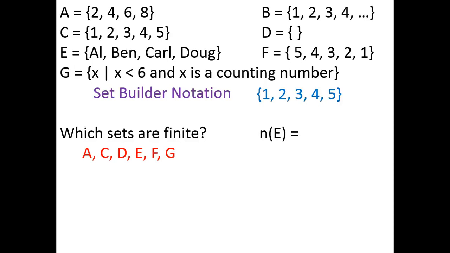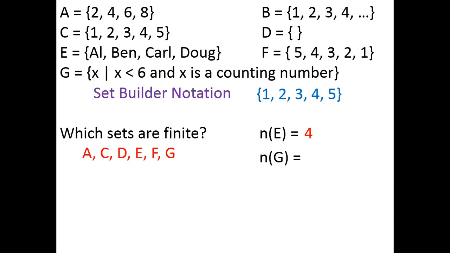Now when you see this notation, we're looking at how many elements are in the set. So this notation means the number in set E. So set E contains Al, Ben, Carl, and Doug. So the number of elements in set E is 4.